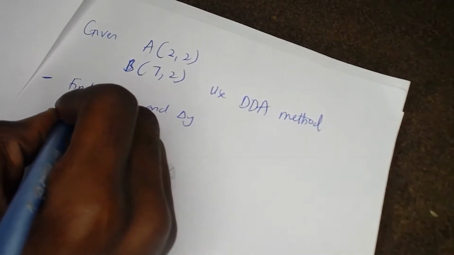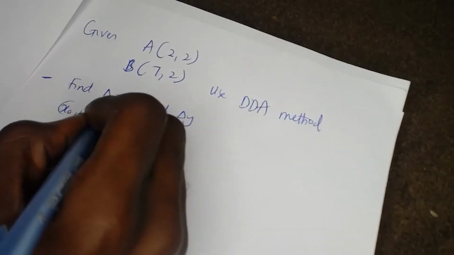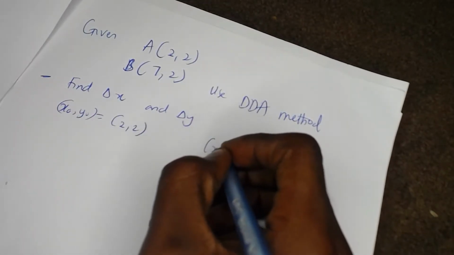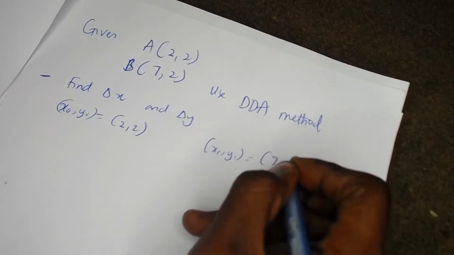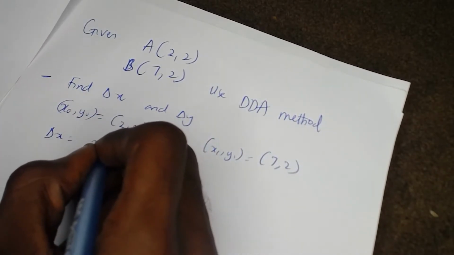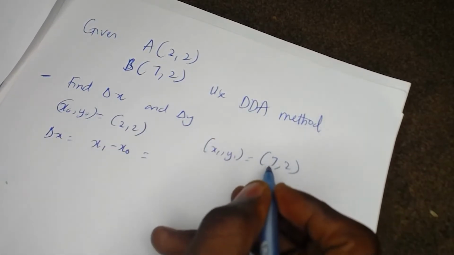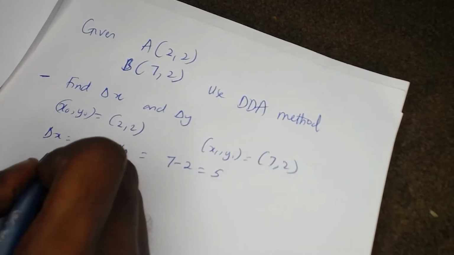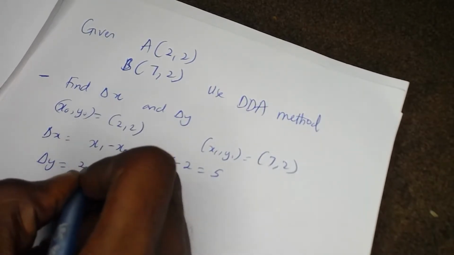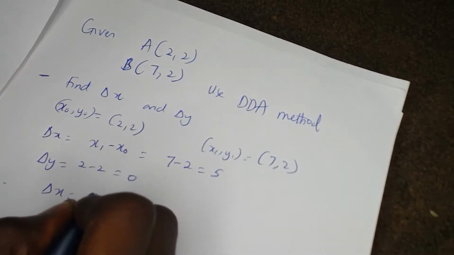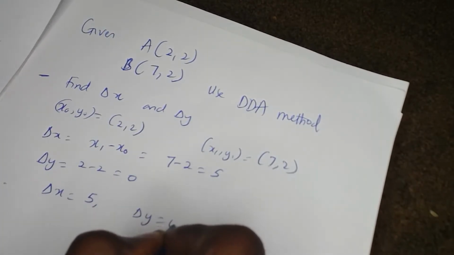You know that x naught, y naught is the first value, which is (2, 2), and x1, y1 is the second value, which is (7, 2). So delta x is equal to x1 minus x naught, which is 7 minus 2. Delta y is 2 minus 2, which is 0. So we have that delta x is 5, delta y is 0.